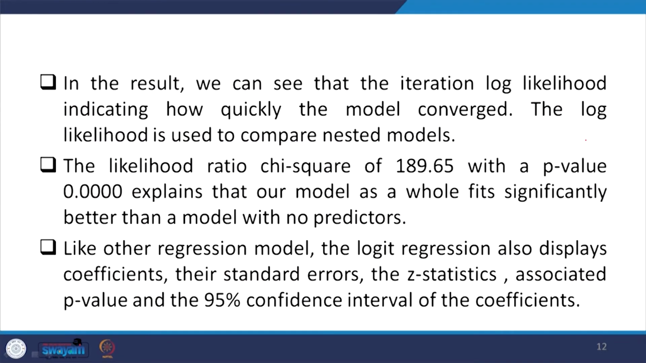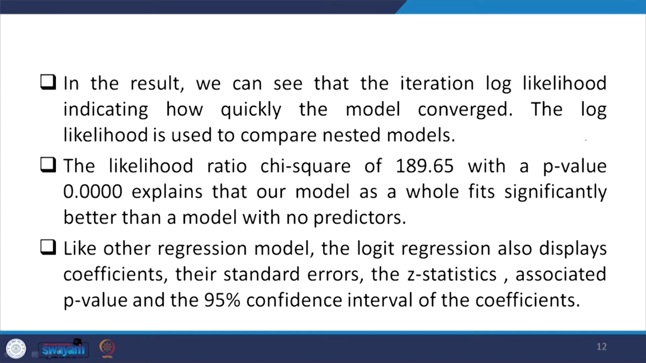In the result, we can see the iteration of log likelihood indicating how quickly the model converged. The log likelihood is used to compare nested models. If you have any other nested models, those likelihood estimators could also be useful for comparison. The likelihood ratio chi-square value we have already shown you, a chi-square value of 189.65 with a p value of 0.000, which indicates significance at the 1% level. It explains that our model as a whole fits significantly better than a model with no predictors.